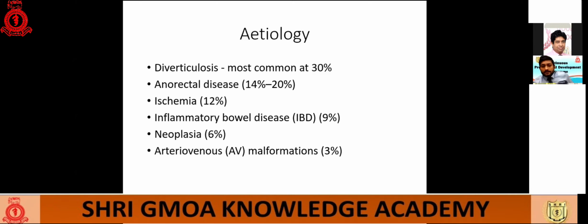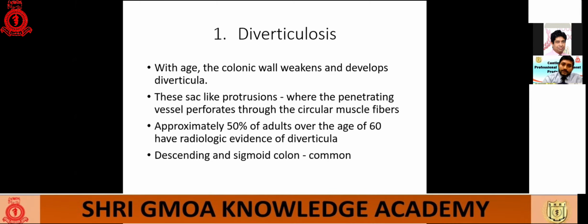So what are the common causes of lower GI bleeding? The most common one is diverticulosis, and then there are anorectal diseases, which include fissures, hemorrhoids, proctitis and other things, and ischemia, inflammatory bowel disease, neoplasia, and AV malformations are the causes that come up in low GI bleeding. So what is diverticulosis? Diverticulosis is the commonest cause of low GI bleeding.